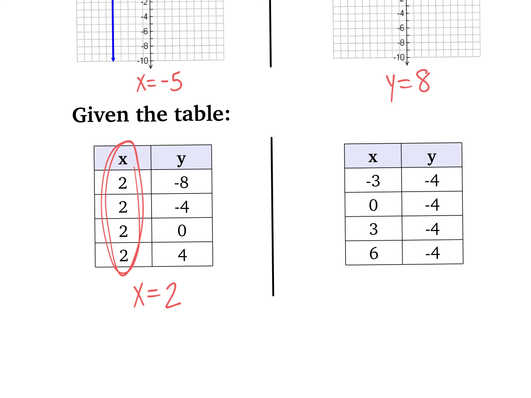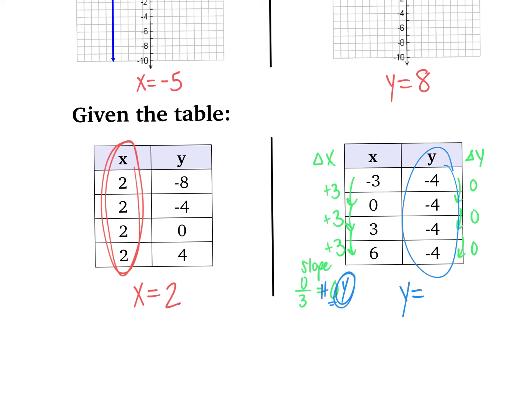Or your other way would be if you don't notice that right away and you just start off by finding the slope. So here my change in y is not changing, where my change in x is increasing by 3. So my slope would be 0/3 or 0. That might be the moment that I realize that this is a special case scenario of y equals, since it's a 0 slope. So then I would say y equals whatever my y value is, which here is -4.